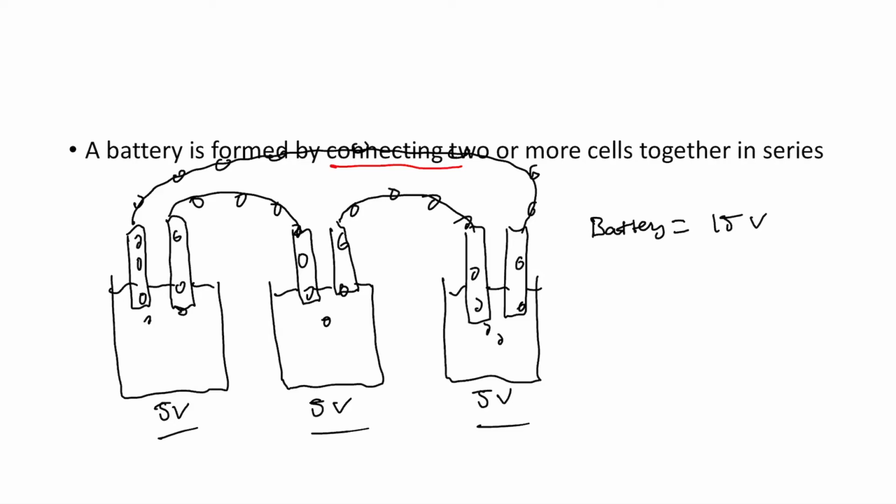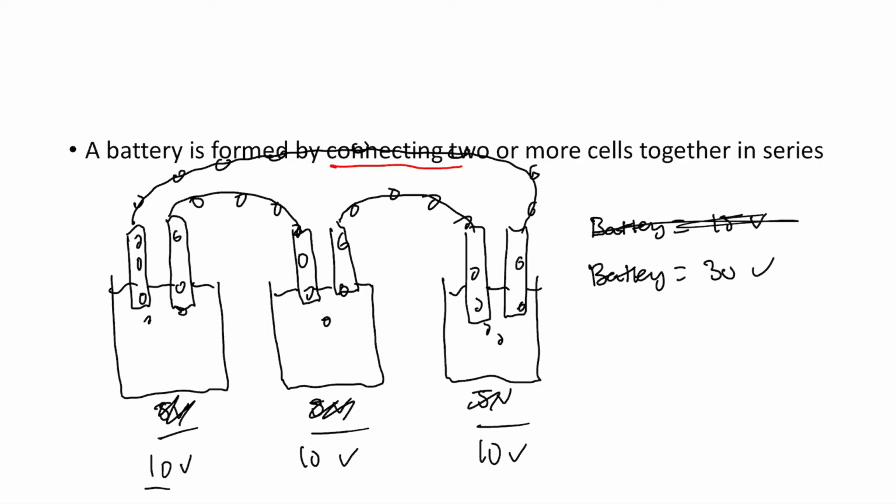So if we were to change that, maybe we change the electrode, and now each cell is 10 volts, then when we connect them together, the battery would be 30 volts, because it's 10 add 10 add 10. So the voltage of the battery is just the voltage of the individual cells all added together. So that's quite nice to learn.